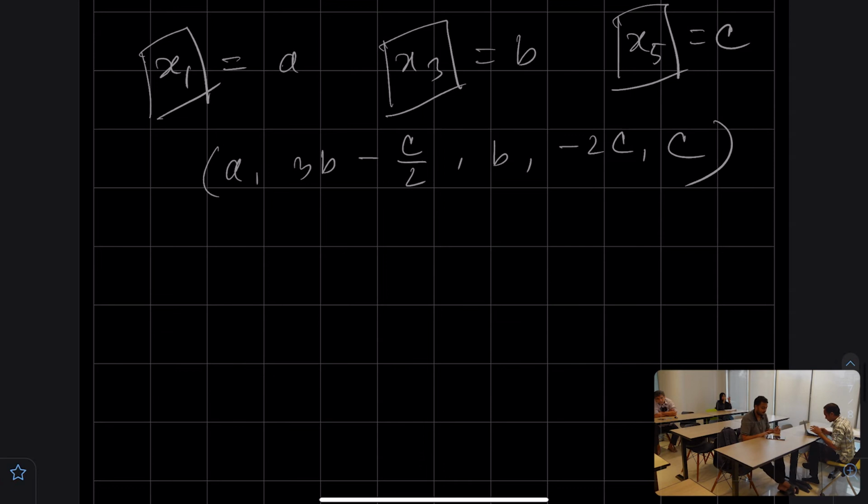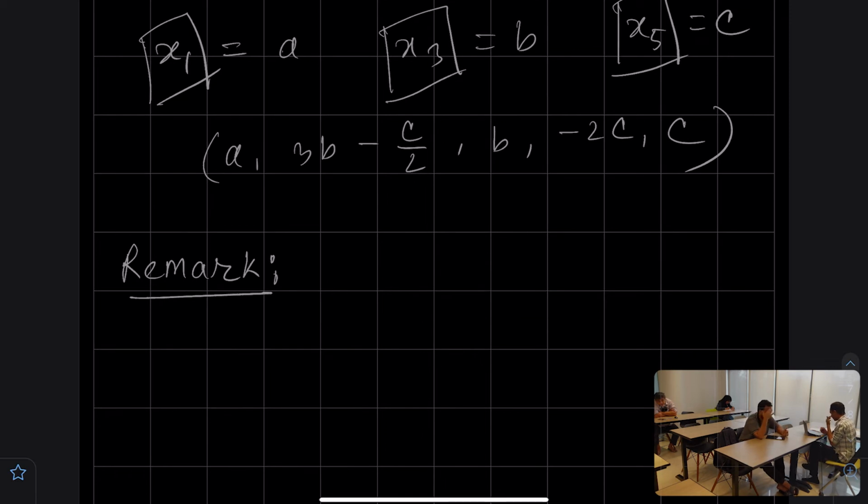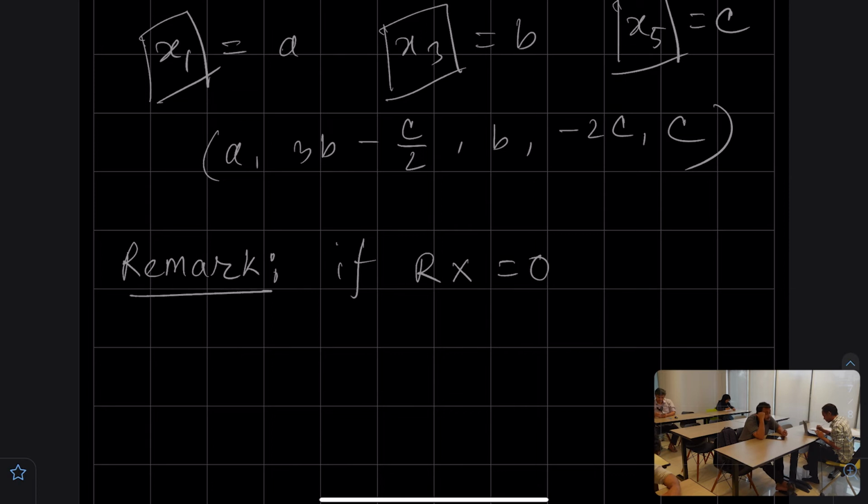Okay, so now we can write a remark from this example and from the previous discussion. Let's consider Rx equal to 0, which is a system of homogeneous equations.